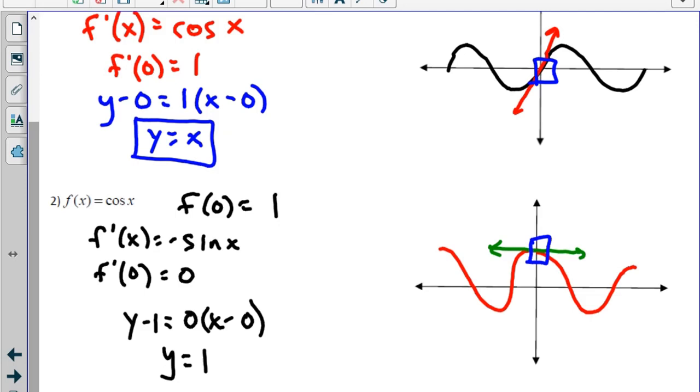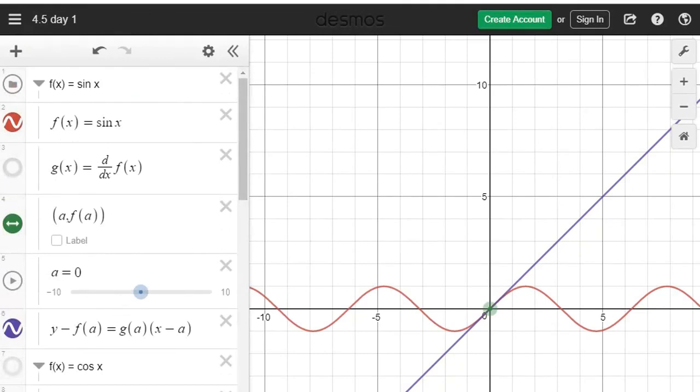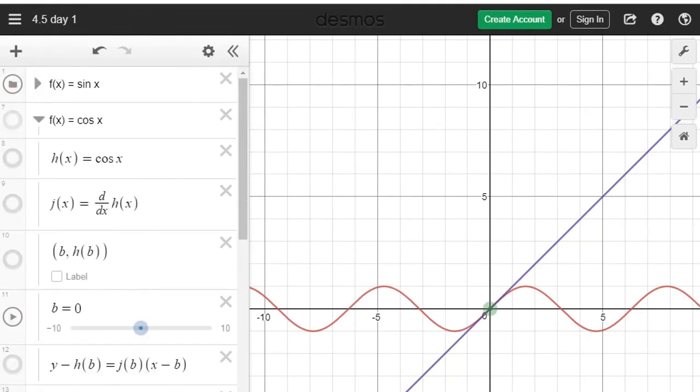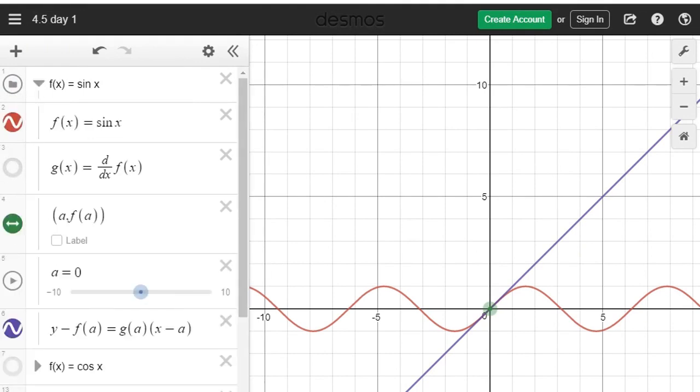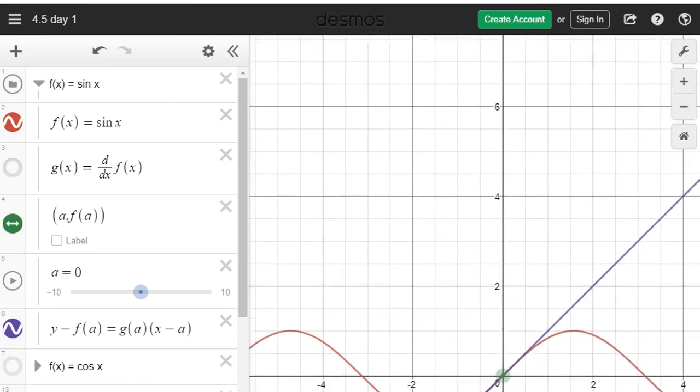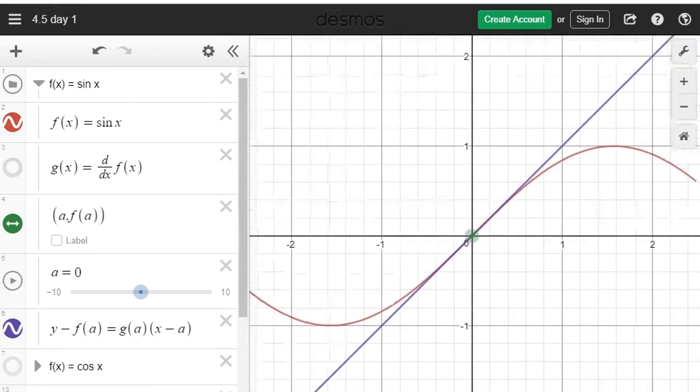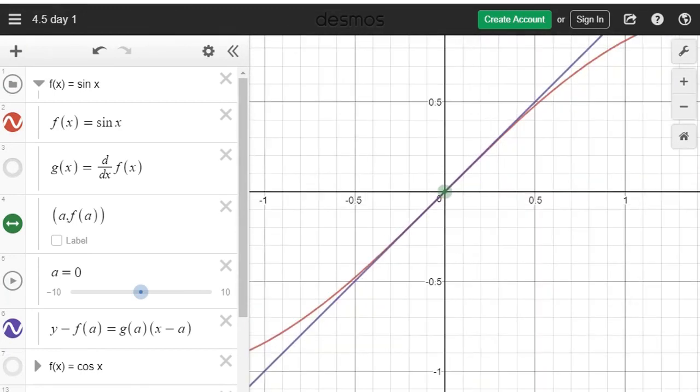We're going to go to Desmos and explore this a little bit more. Here's what goes on with the sine of x. So notice at 0, we have that tangent line, and that tangent line is y equals x. I'm going to zoom in on it. What you can see is that for values that are pretty close, between negative 0.5 and 0.5, this equation models the function pretty well. At 0, it's exactly the same, and everywhere else it's off by just a little bit.